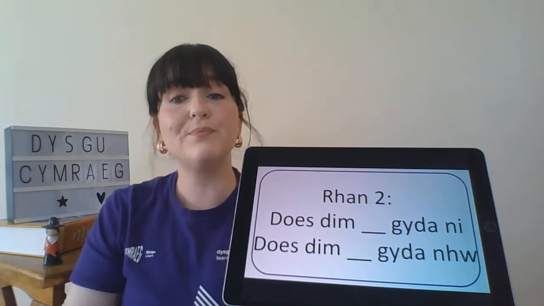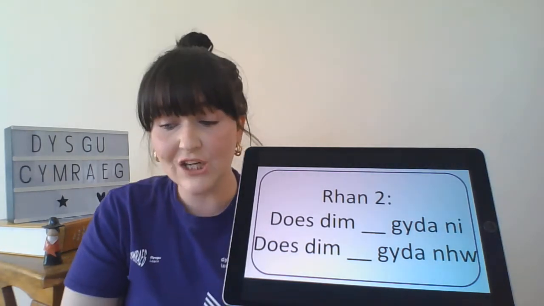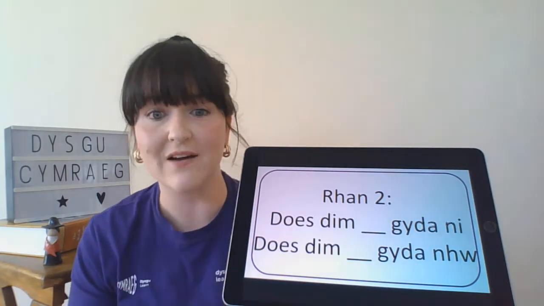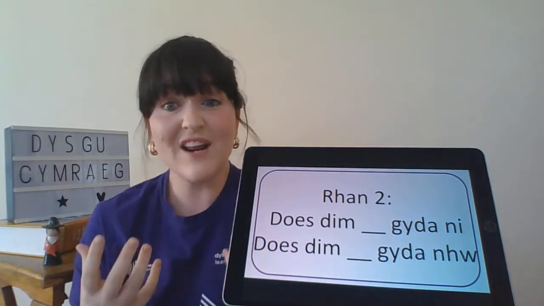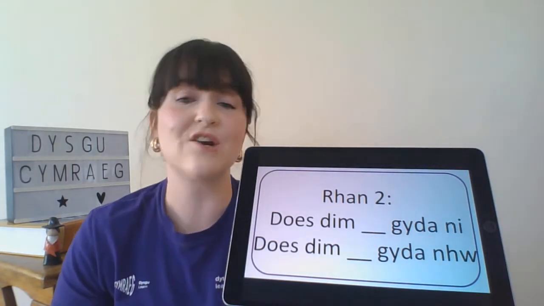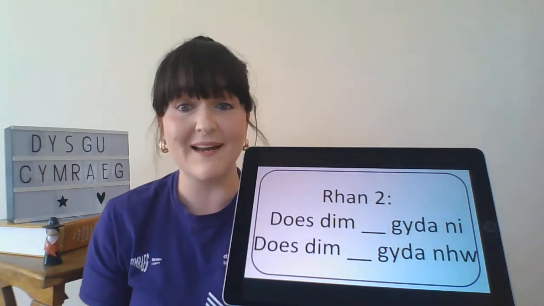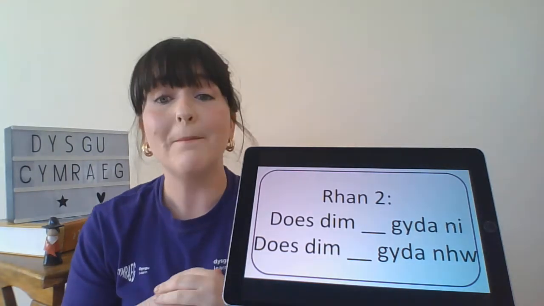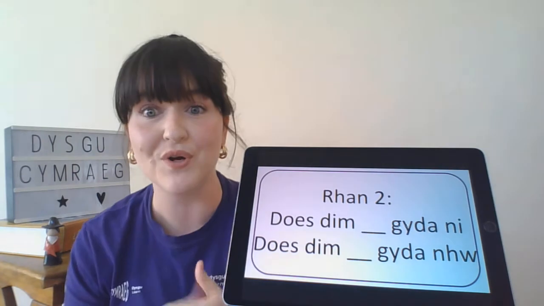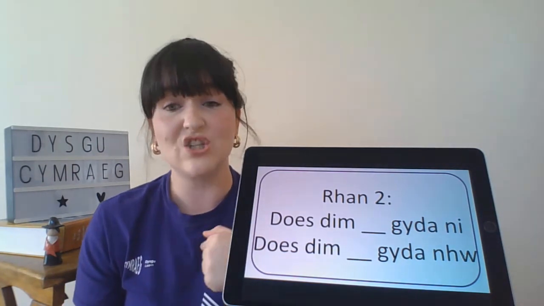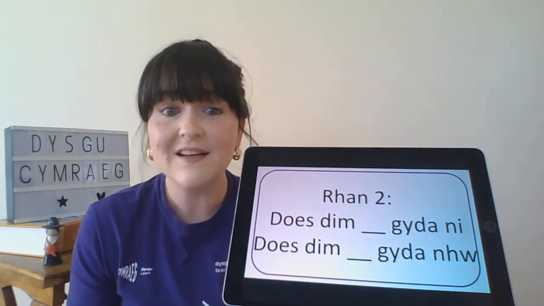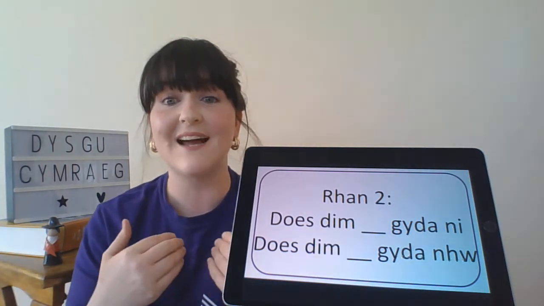Next, we're going to be doing the negative sentence and learning how to say what we or they don't have. Does dim. So we've already done this pattern in the previous unit and earlier on the negative. Does dim, and it's a nice pattern because the bulk of the sentence stays the same. We just have to change the pronoun at the end. Does dim cyfarfod gyda fi. Does dim cyfarfod gyda fe, does dim cyfarfod gyda ni.